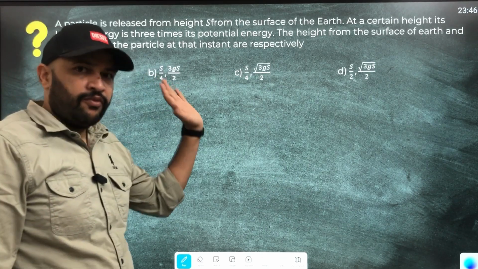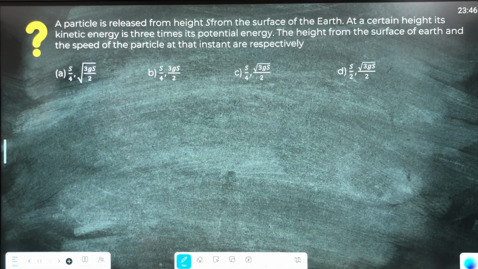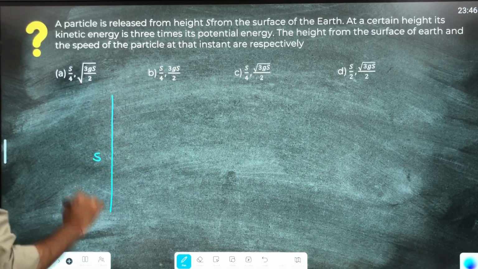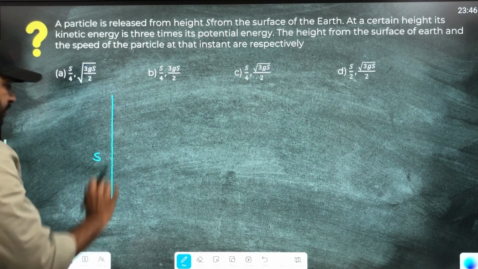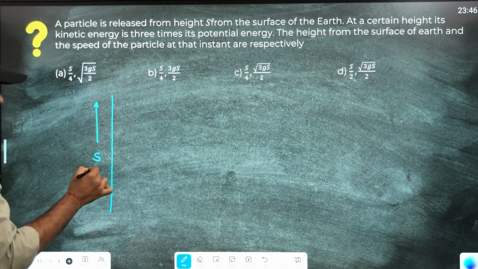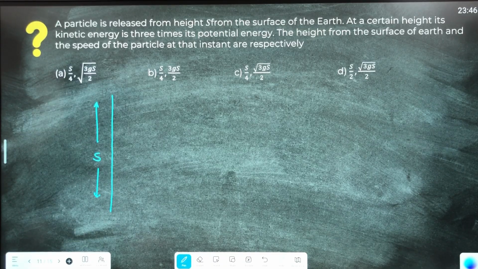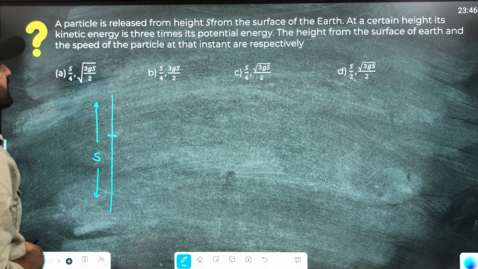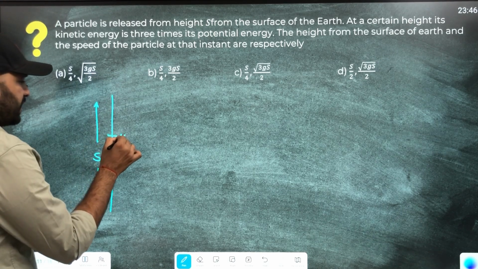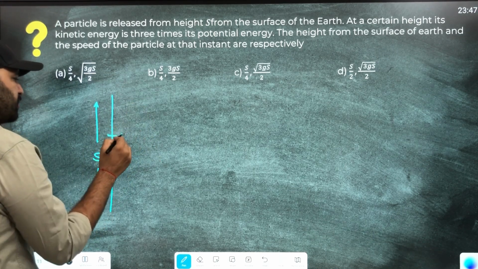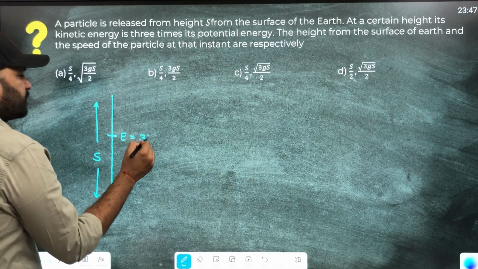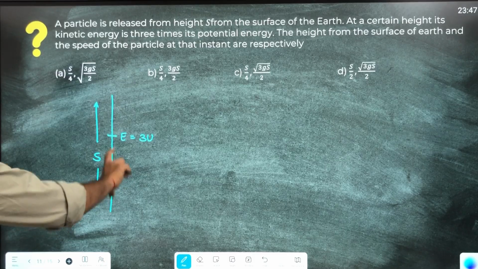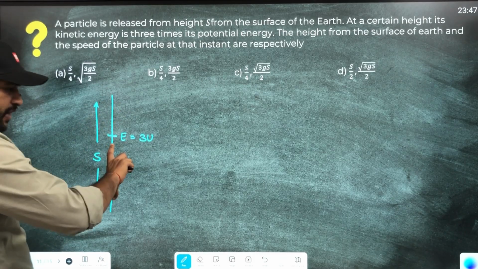Again, an important problem, a very important question. The question says a particle is released from height s. Let's say this is height s from the surface of the earth. Of course, we are calculating from the surface of the earth. At a certain height, its kinetic energy, let's not put K, let's put E, equals 3 times its potential energy at this point. What is the height from the surface of the earth and the speed of the particle at this instant? So we have to find this height.